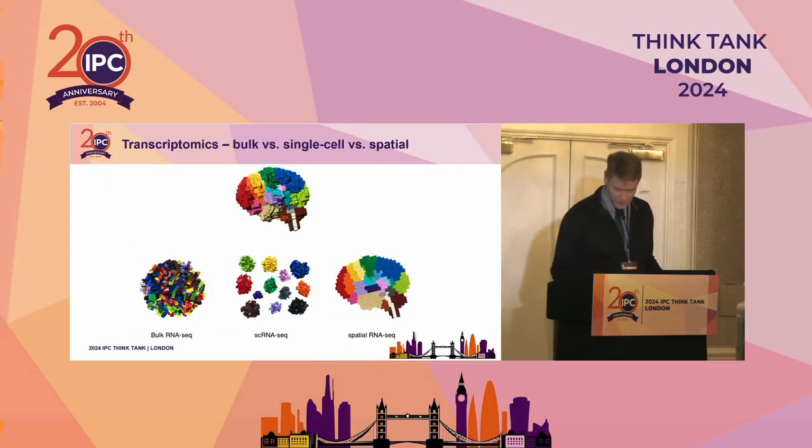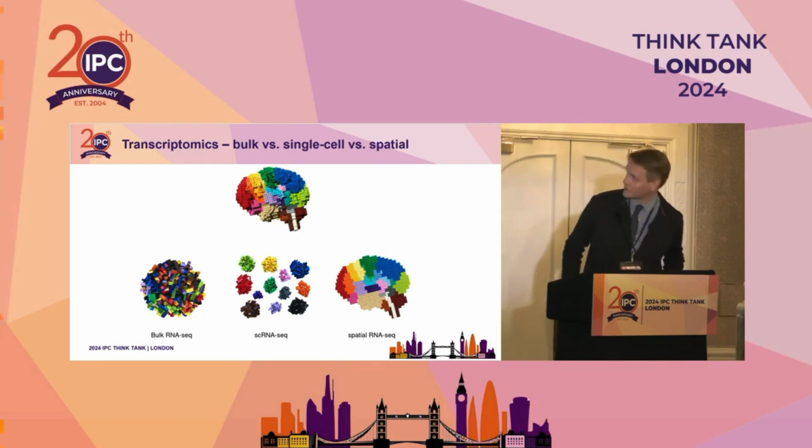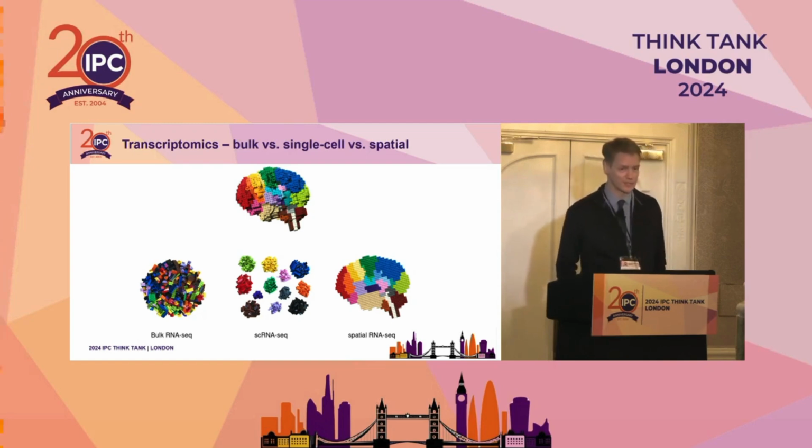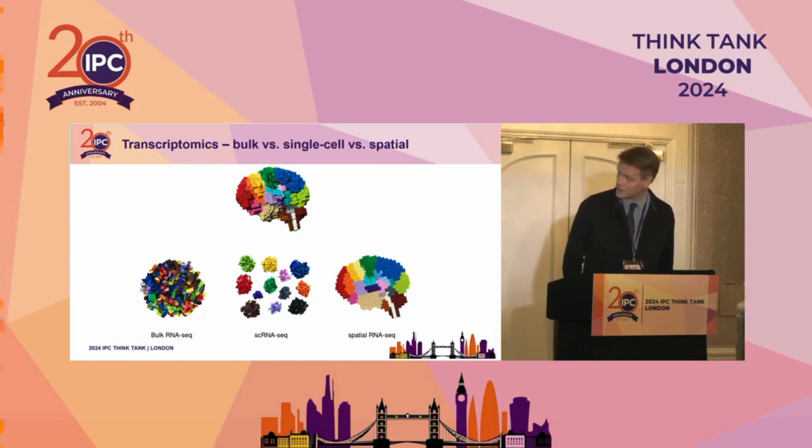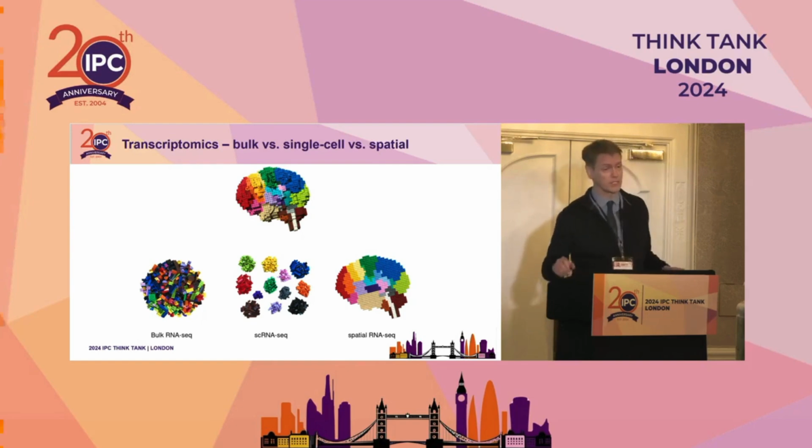So I really like this image of the different types of transcriptomics. You're really looking at an organ here. It's shown like a brain, but it's in like Lego bricks. And if you think about how bulk RNA-seq works, it's incredibly sensitive. You see all the pieces. So it's very high resolution, high sensitivity, but you have absolutely no idea where each one is coming from in the tissue.